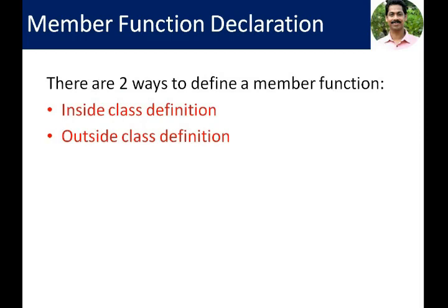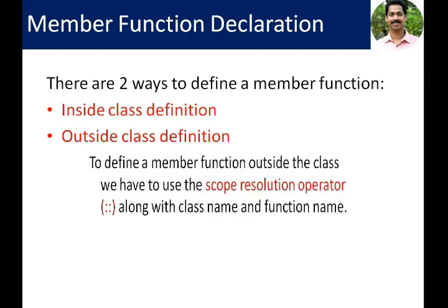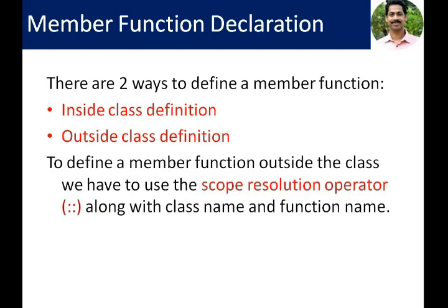Then member function declaration. We have already discussed the member function declaration inside the class. In the previous examples, all member functions were declared inside the class. So there is no need for further explanation for defining a function inside the class. We can also define functions outside the class. To define a member function outside the class, we are using the scope resolution operator. This is the operator, double colon.